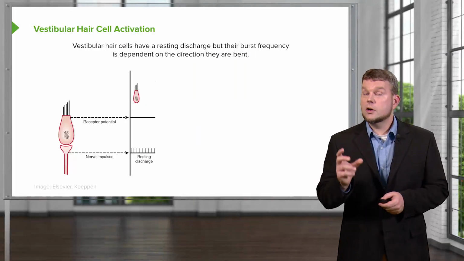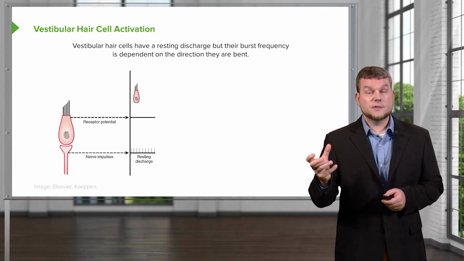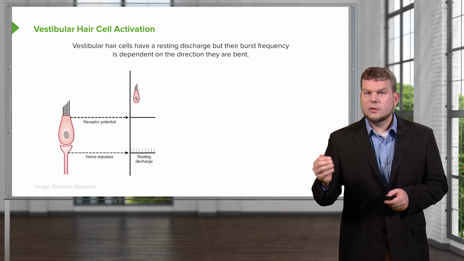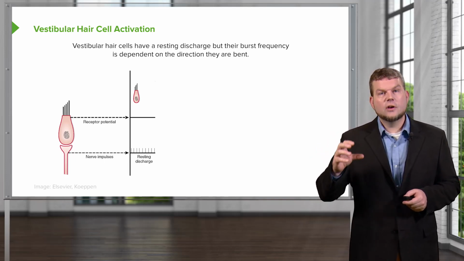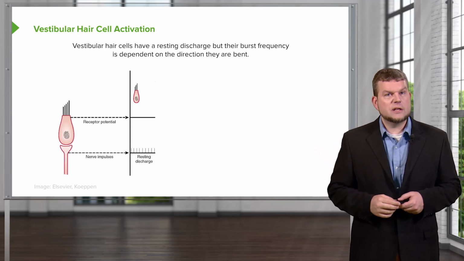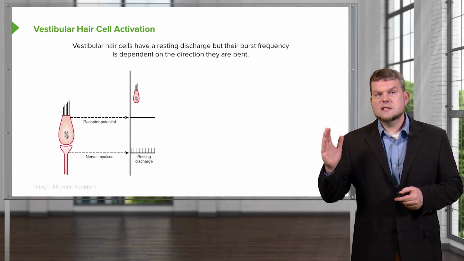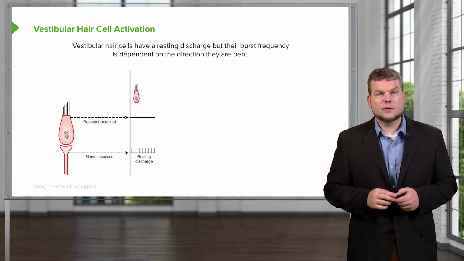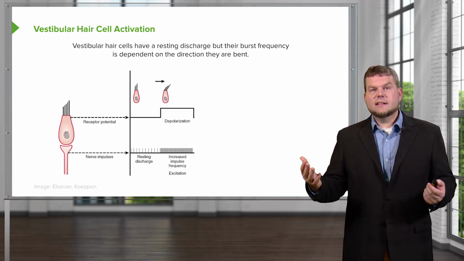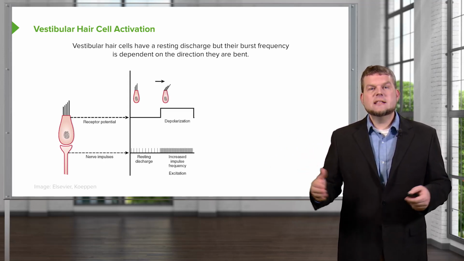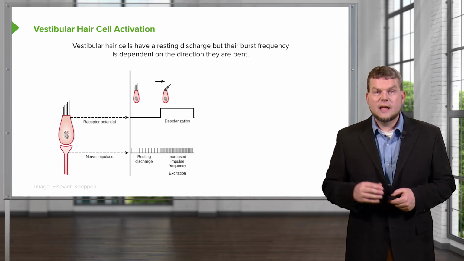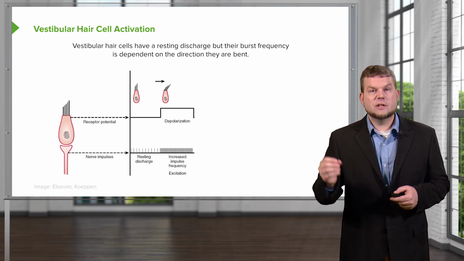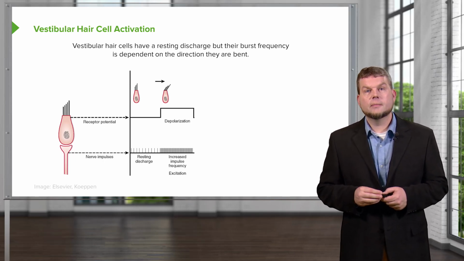Vestibular hair cells work a lot like auditory hair cells. The only difference is that they always have a resting membrane potential and a resting discharge frequency of action potentials. So even if they haven't been stimulated in one direction or the other, you will still have a resting discharge. If you activate them, you will get an increase in resting membrane potential, and you'll get an increase in the number of volleys of action potentials sent to the nerve.